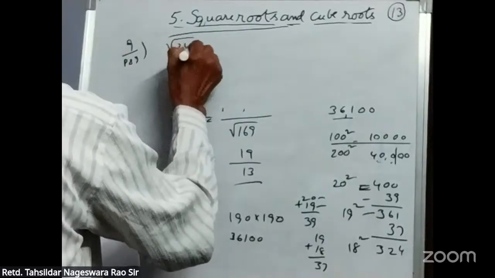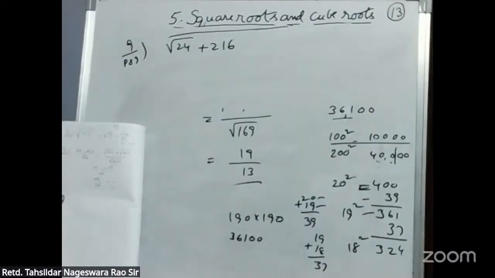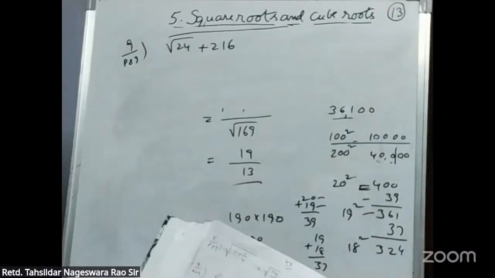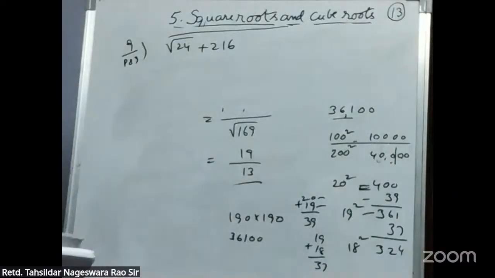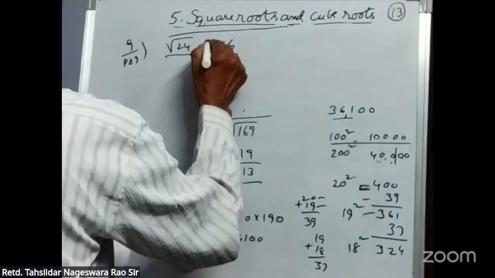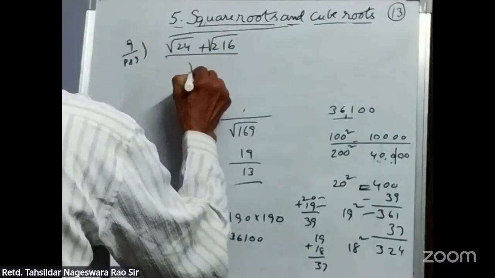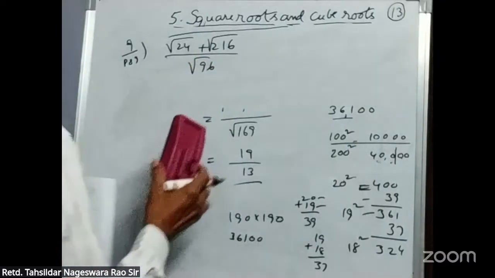Root 24 plus root 216 by root 96. Find the value of.